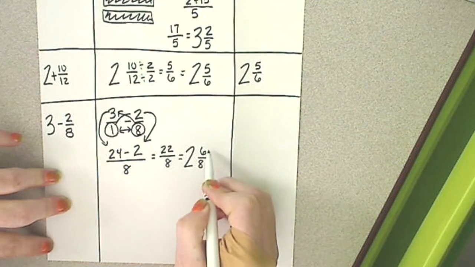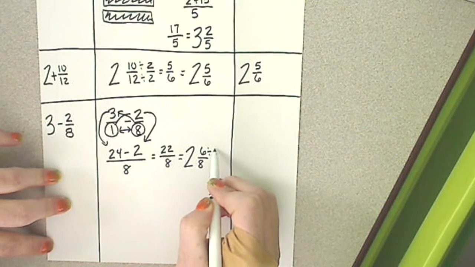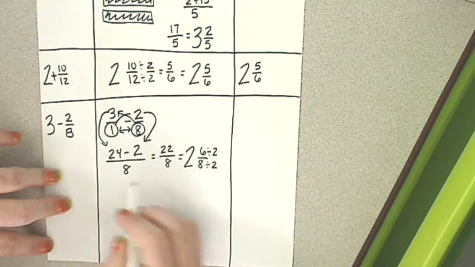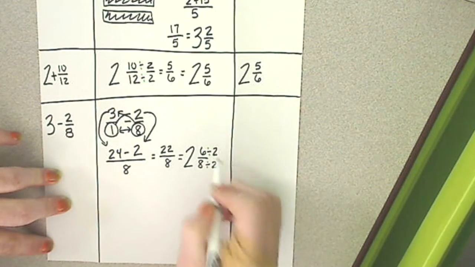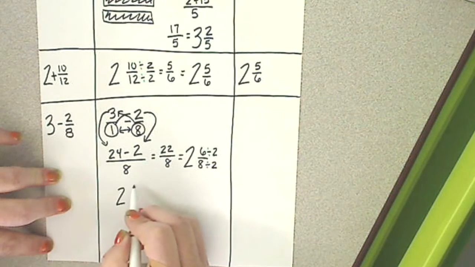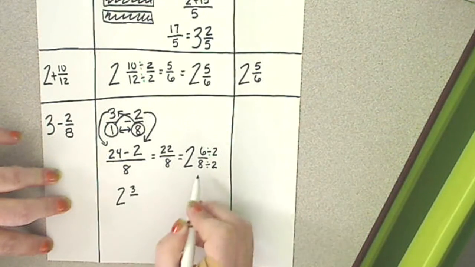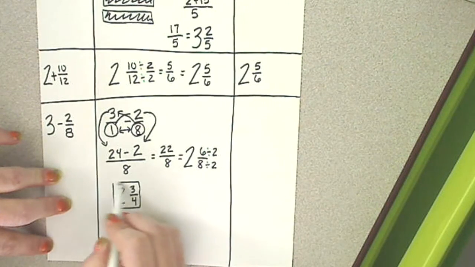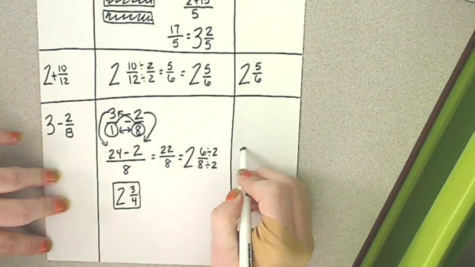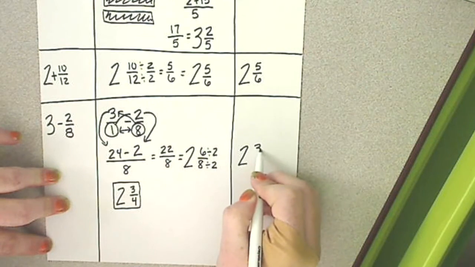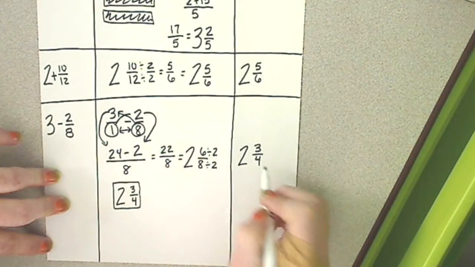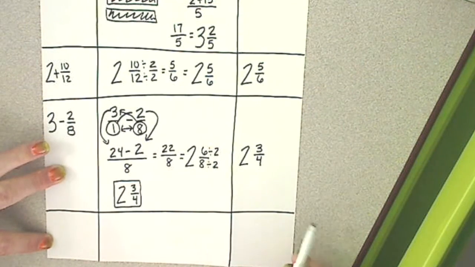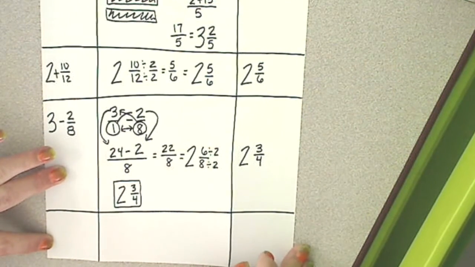And then we just need to simplify the fraction. So I'm going to divide by 2 for each of those. 6 divided by 2 is 3. 8 divided by 2 is 4. And that's our final answer, 2 and 3/4. Really simple and straightforward.